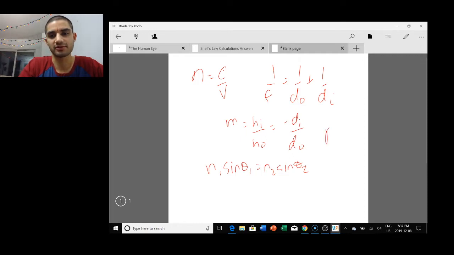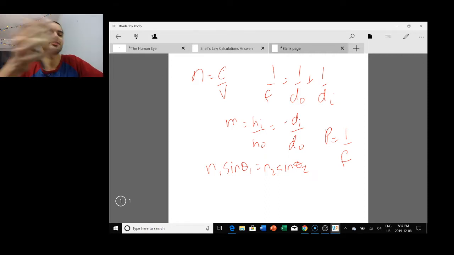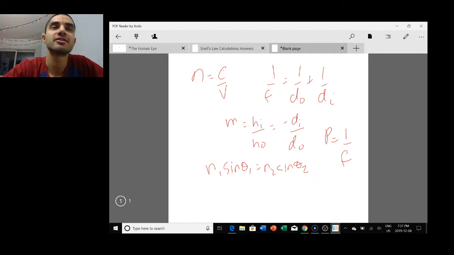What am I missing? Power of the lens equation. Power is equal to 1 over focal length. I think that's all the formulas you need. 1, 2, 3, 4, 5. Yeah, probably one question for each formula.